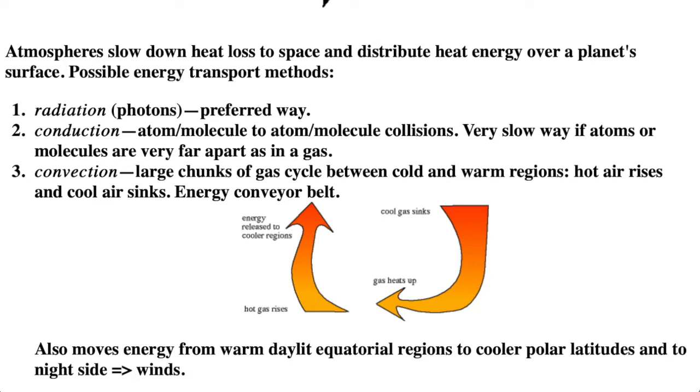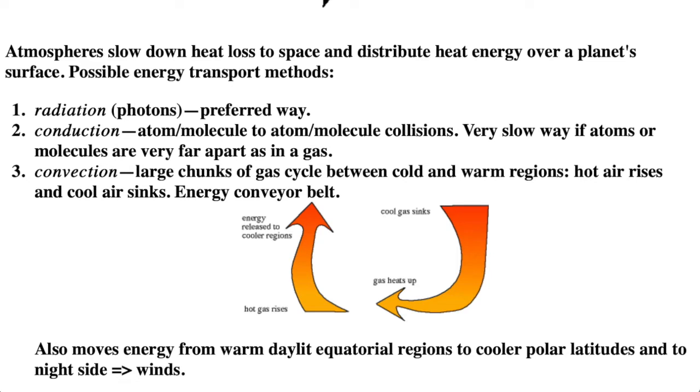Number three is convection. Big pieces of the atmosphere cycle between cold regions and warm regions. Hot air below expands and its density decreases, so it rises. Cooler, denser air falls and displaces the hot air. As a hot bubble rises, it cools by giving up its heat energy to the cool surroundings. The gas will then fall and heat up when it comes into contact with the warm surface or interior. It is a sort of energy conveyor belt motion of gas.